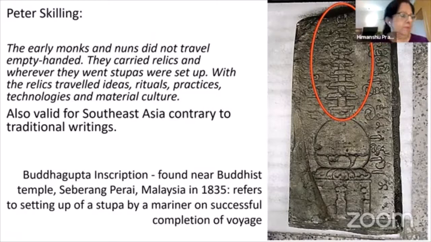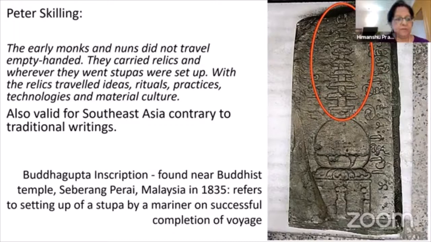All of you know the work of Peter Skilling. He's a Thai Buddhologist. He has done a great deal of work on relic worship, and the importance of relic worship in early Buddhism. Now, he argues that early monks and nuns did not travel empty-handed. They carried relics, and wherever they went, stupas were set up. With the relics traveled ideas, rituals, practices, technologies, and material culture. And I would argue that this is also valid for Southeast Asia, contrary to what one sees in traditional writings. And that relic worship was an important aspect of Buddhism across Asia.